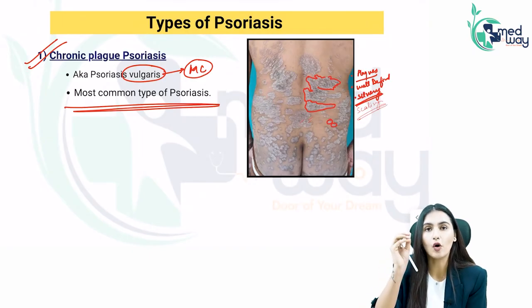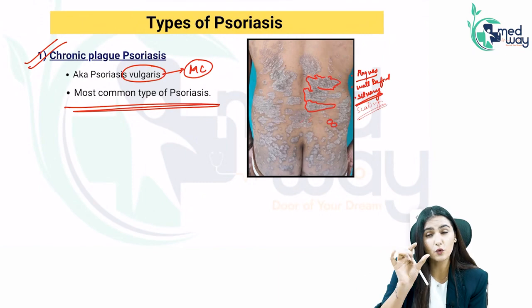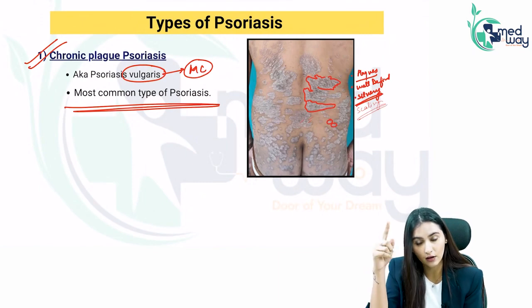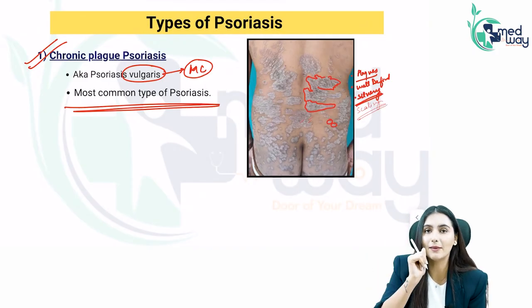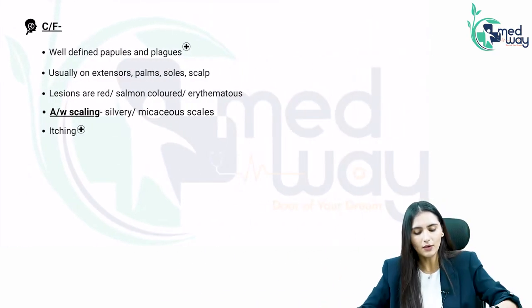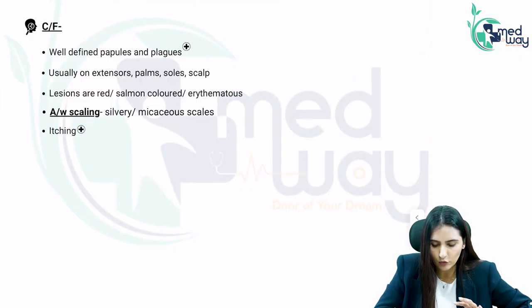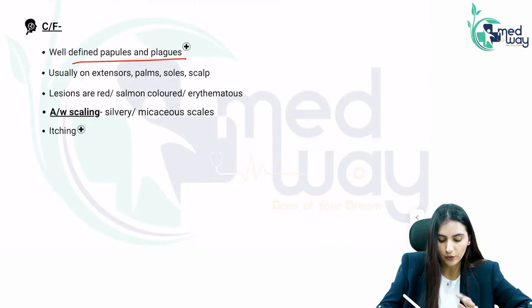This is the picture of chronic plaque psoriasis, which is psoriasis vulgaris, same name, both the names are of the same disease. Okay, and this is the most common type of psoriasis. Now, clinical features we have already seen. Most of it we have seen. Let's just brush through it.